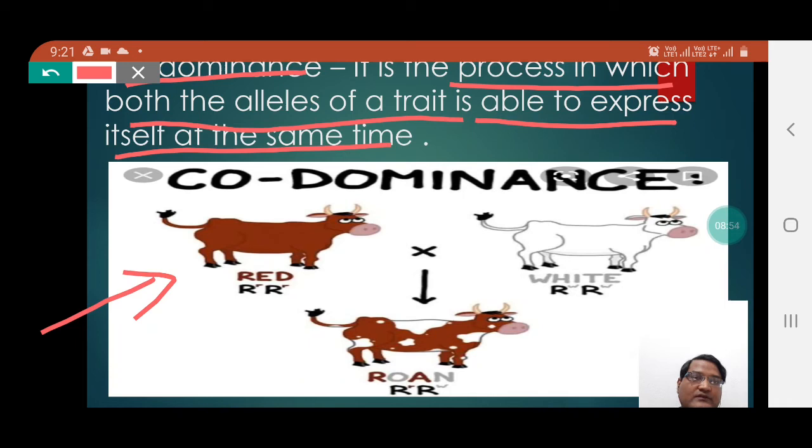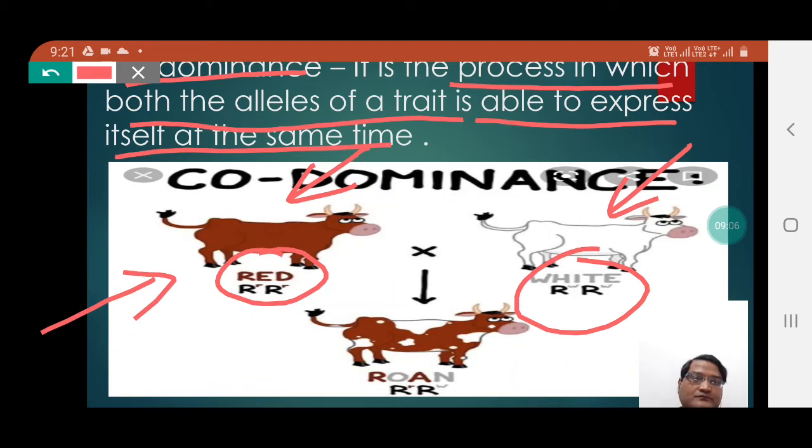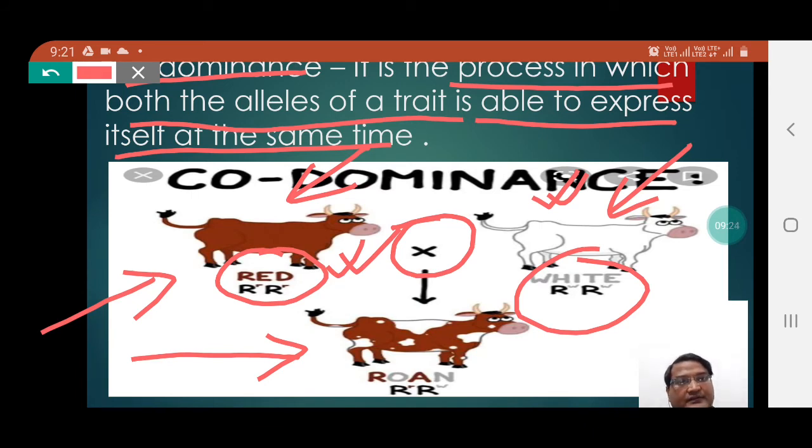Here we can notice that there are two cows. The first cow is red in color and the second cow is white in color. When the scientists bred the red cow with the white cow, they noticed that the first progeny obtained was a mixture of red patches and white patches on the skin. This progeny was called roan.